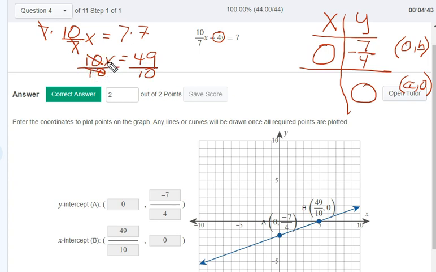And our x value is 49/10. And of course our y value here is 0. And those are the answers. Just a little work with fractions, not too bad, remembering your skills from chapter 5.